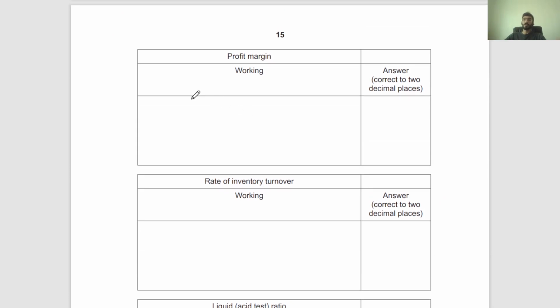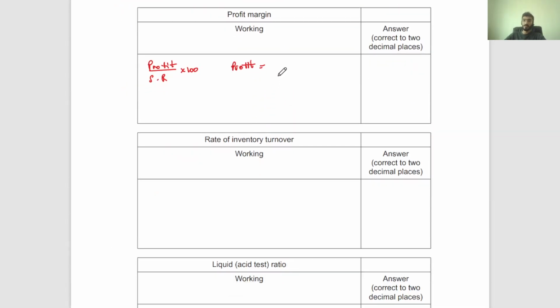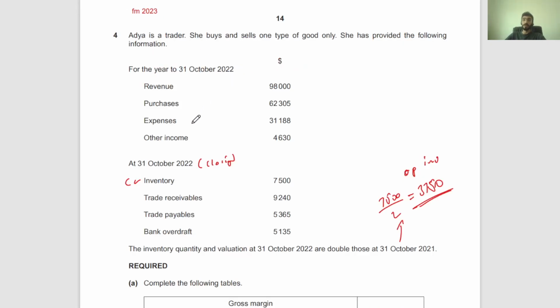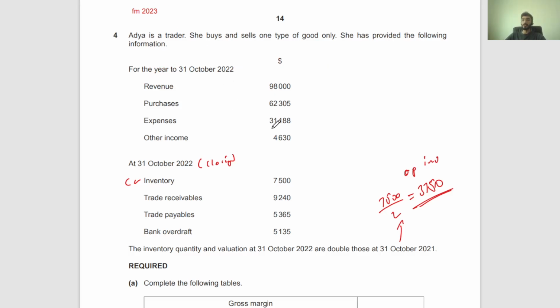Profit margin. First, let's put the formula. It's margin, so as a percentage of sales revenue times 100. As a percentage means times 100, as a fraction of the sales revenue times 100 to make it a percentage. Now, the profit calculation is simply your gross profit, which is 39,945, plus, sorry, plus the other income they provided, 4,630, and the expenses will be deducted.